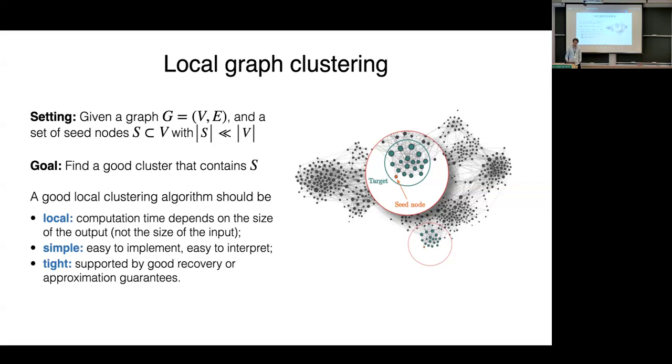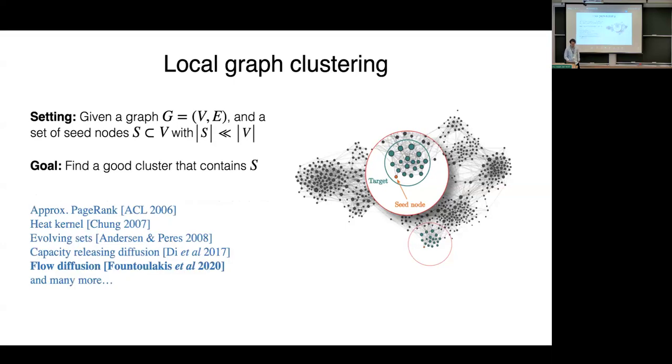In this context, good means, first of all, that it's local. That is, the computational time only depends on the size of the output and not the size of the entire input. Here, we're not focusing on processing the entire graph because that would be too expensive. Also, it has to be simple, easy to implement, and easy to interpret. And it also has to be tight. That is, it has to have good recovery or approximation guarantees. In this context, there is a lot of work. This has been an active field of research for the past 20 years or so.